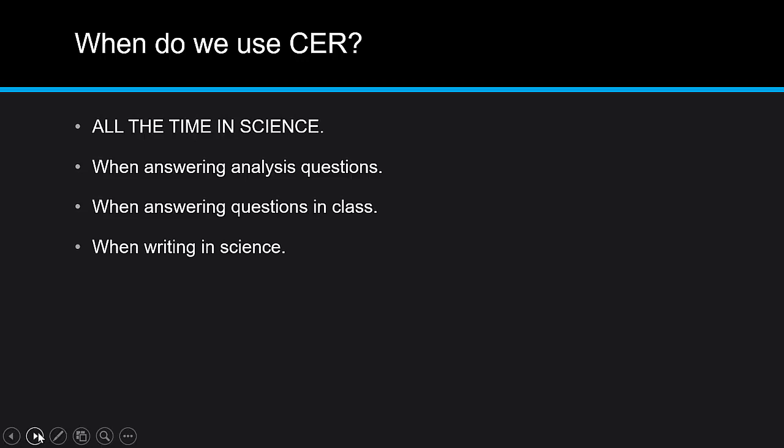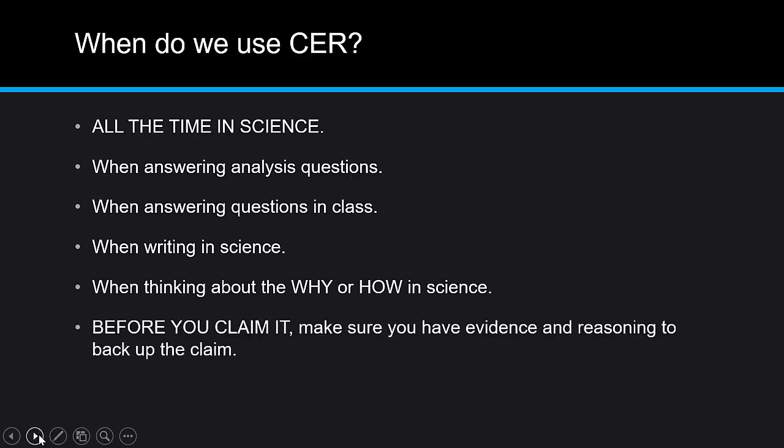When you're writing in science, so any kind of writing in science, when you think about the why or how that something happened in science, before you claim it, make sure you have evidence and reasoning to back up your claim.